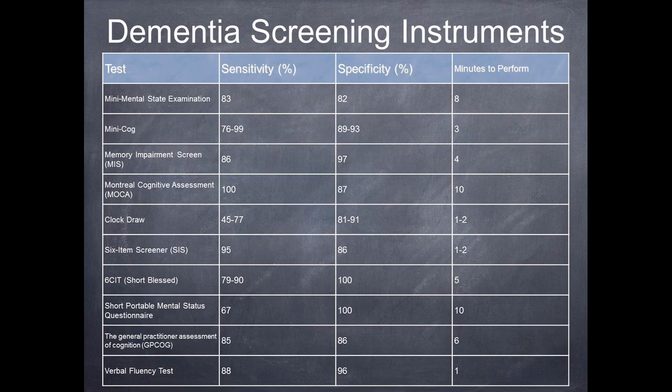So there's a number of tools. If you just Google, because let's say you worry about someone having a memory problem, you're going to find all these different dementia screening tools. And what the heck one do you choose? Because that's not an easy thing.